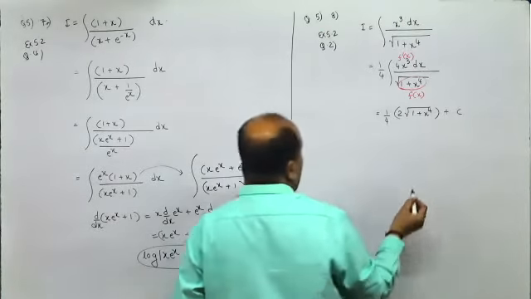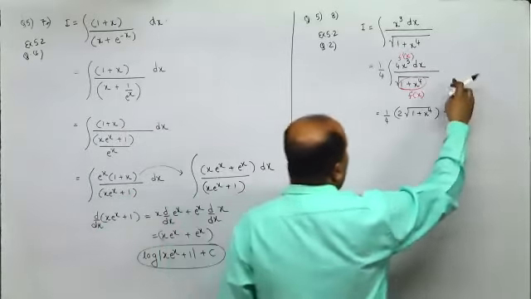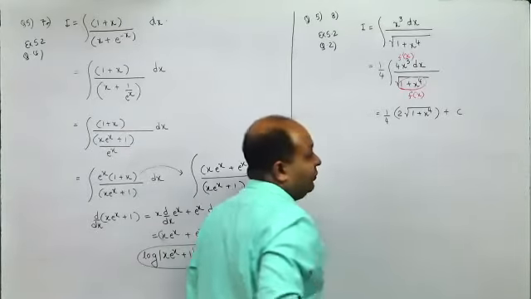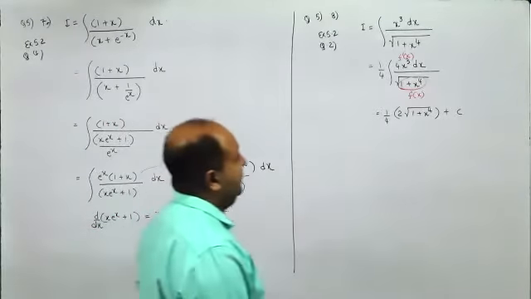All those children who want to score full marks, remember you have to justify the formula over here. The formula is f dash x upon root f of x is twice root f of x plus c. You have to justify the formula over there.